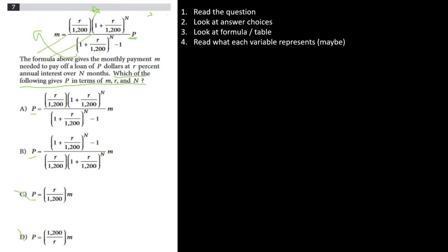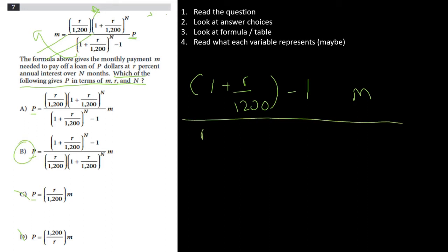So we have to figure out which one has the 1 plus R over 1200 minus 1 on top, along with the M. And the only one that has it is essentially B. And then on the bottom, we can see that it's going to be the R over 1200, and then the 1 plus R over 1200, and then the N. And that's why the answer is B. Like I said, I'm going to go more in depth with this in a future video. This is just learning how to read the question.